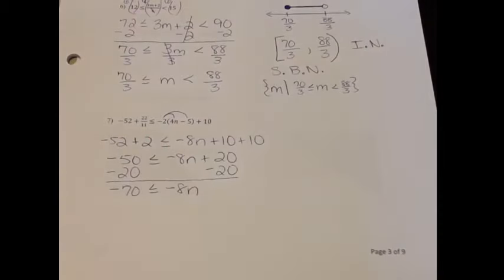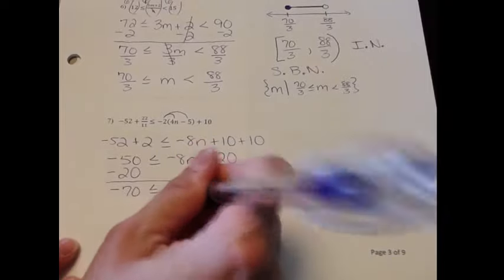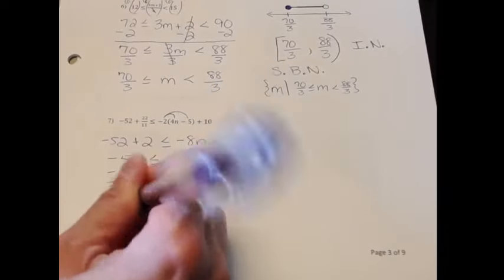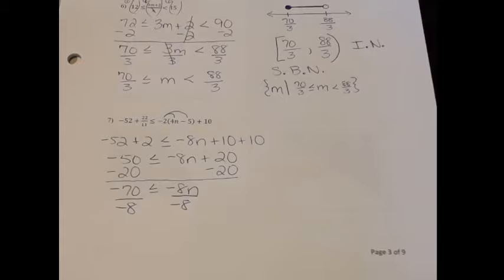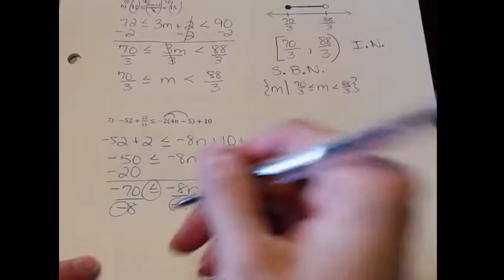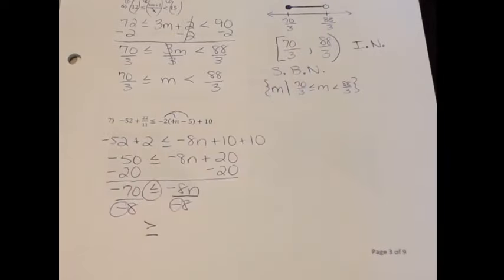Okay, let's take a look. Thank you, Christina. Let's check it out. At this point, we want n by itself. So we're going to divide both terms by negative 8. Did you hear what I said? Divide by negative 8. So because I'm dividing by a negative 8, I must flip the direction of the inequality symbol. So right away, we know that we're going from less than or equal to greater than or equal to.